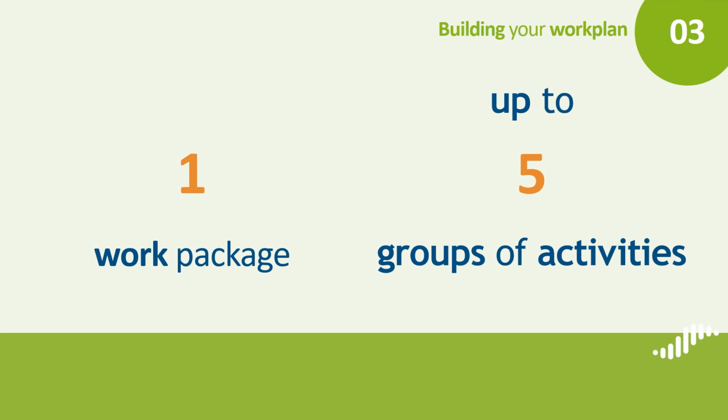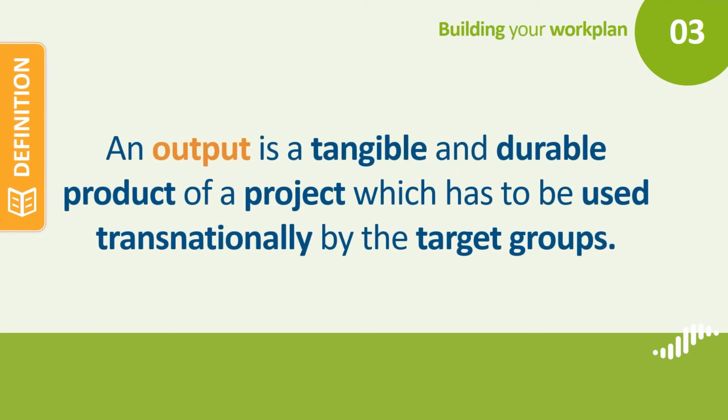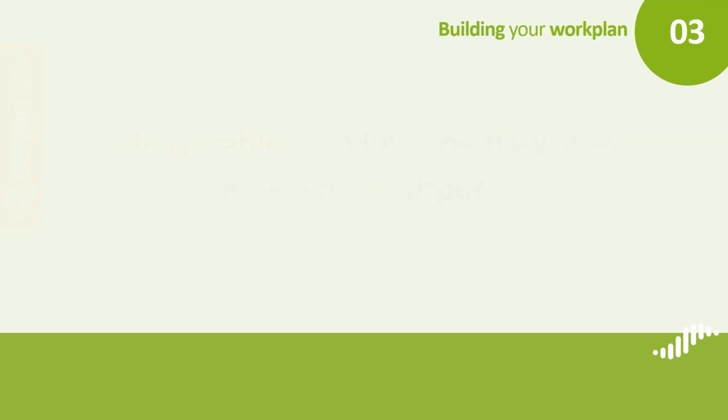In each group of activities, you should organize your activities in a way that leads to the development of a deliverable or an output. But what are these? An output is a tangible and durable product of a project which has to be used transnationally by the target groups. A deliverable is an intermediary step to reach an output. In your project, you should produce at least one output that contributes to achieving the objective and specific aims of your project. We encourage you to test your output through joint piloting. It is, however, not compulsory in small projects.